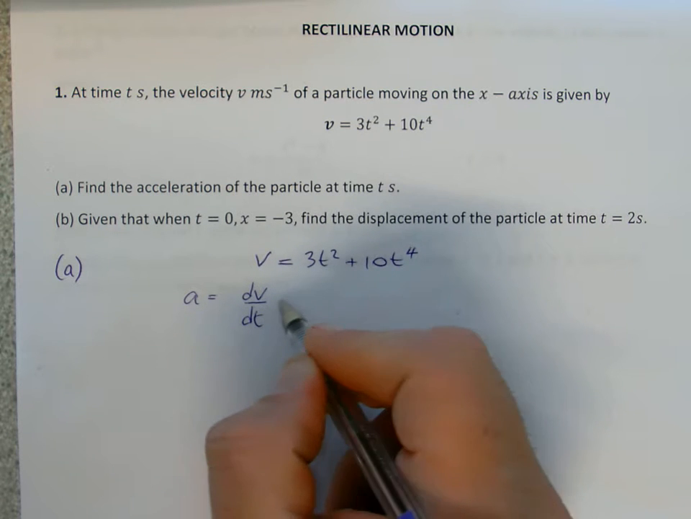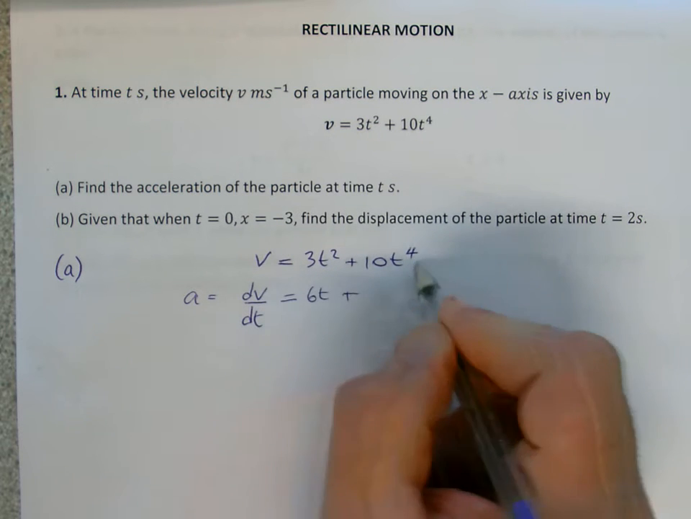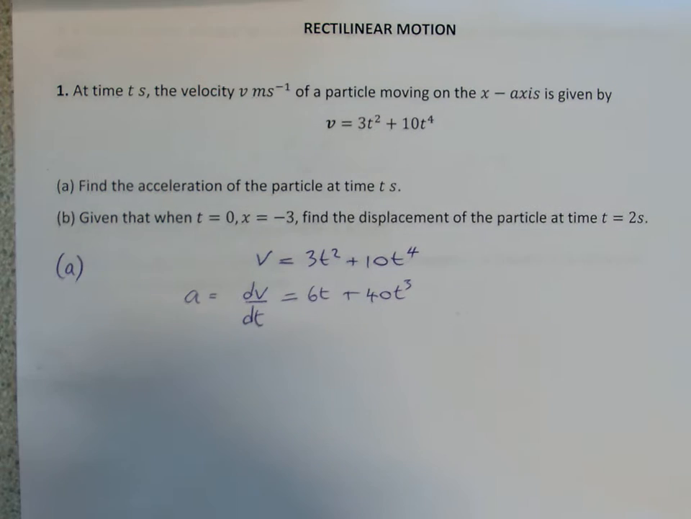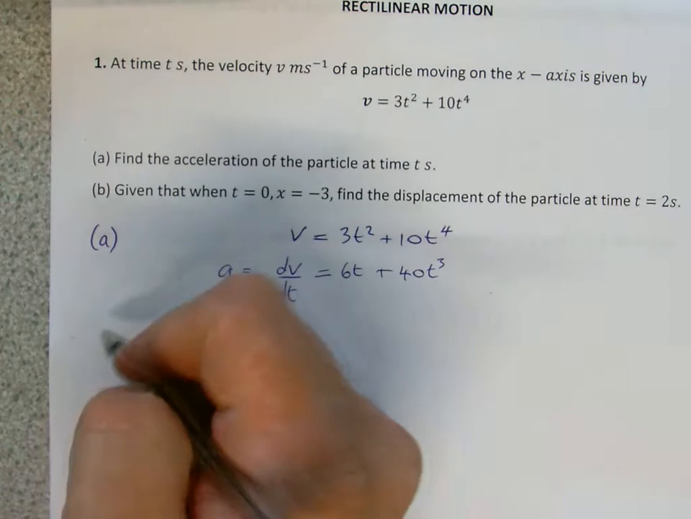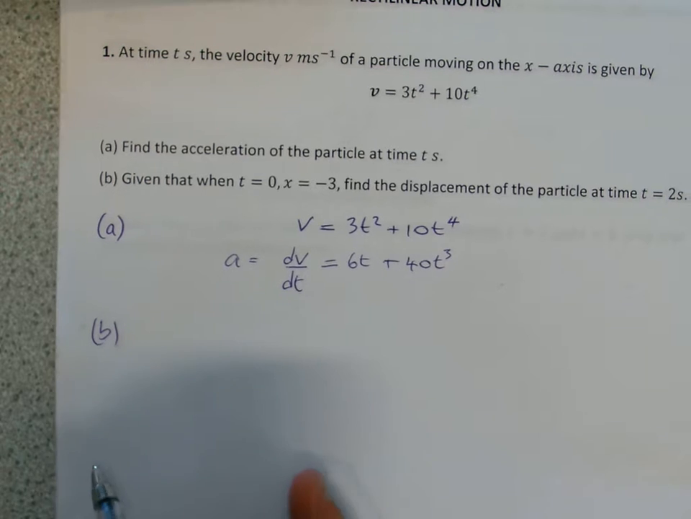So to get acceleration, you differentiate this, so you get 6t, and then bring that 4 down, 4t cubed. So we found the acceleration at time t seconds. There's our answer. Part B, it says, given that when t equals 0, x equals -3, find the displacement.